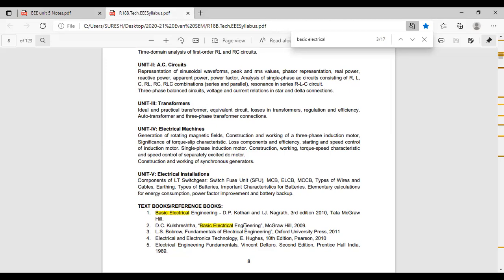Okay, see on the screen, we have completed MCB, ELCB, and MCCB. Tomorrow we will be giving presentations on types of wires and cables. Another one is types of batteries, important characteristics of the batteries, on these two topics.